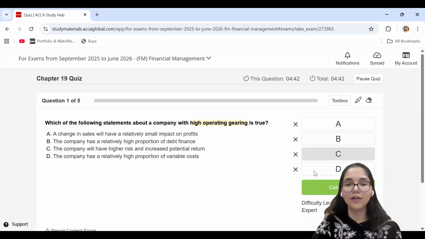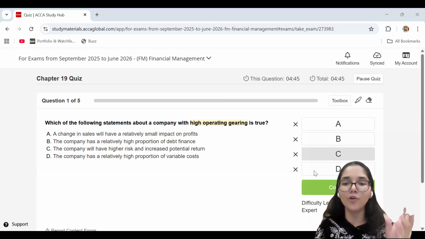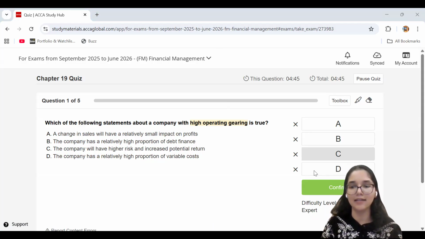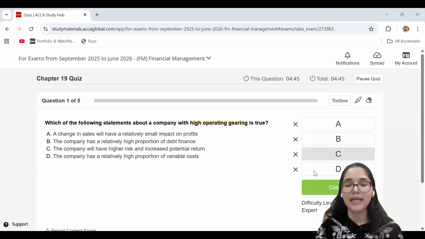Any doubts? Are we all good here? I've explained why option C is correct, and also why A, B, and D are incorrect. Is everyone with me? Should we proceed to the next question?